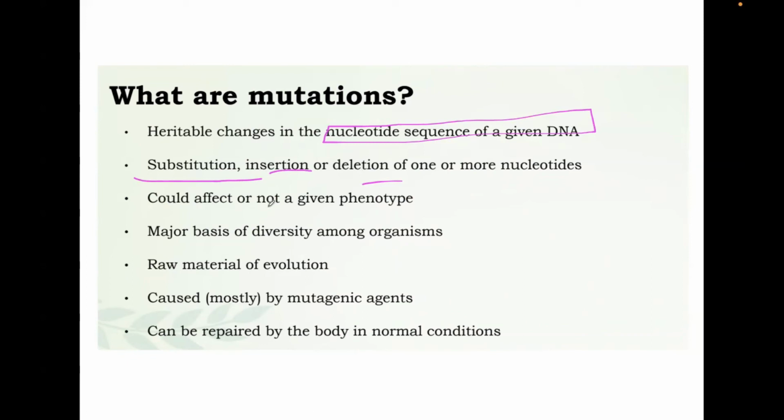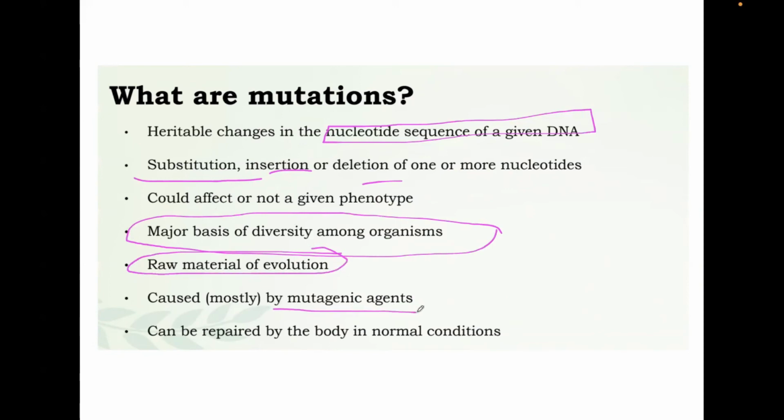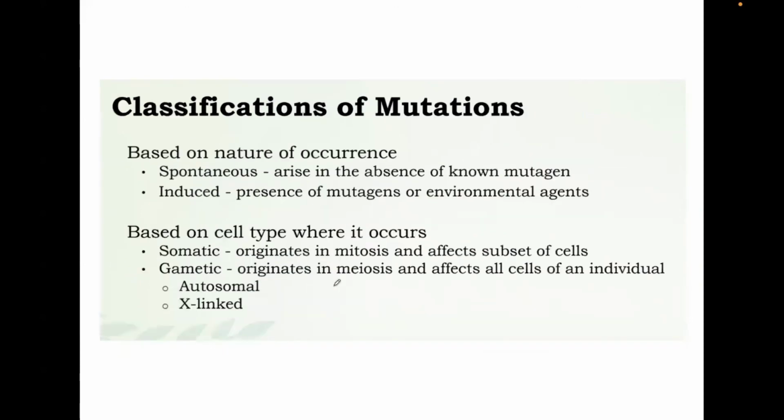It could affect or not a given phenotype. It is the major basis of diversity among organisms. It is the raw material of evolution. It is caused mostly by mutagenic agents and can be repaired by the body in normal conditions. And then these are the classifications of mutations.